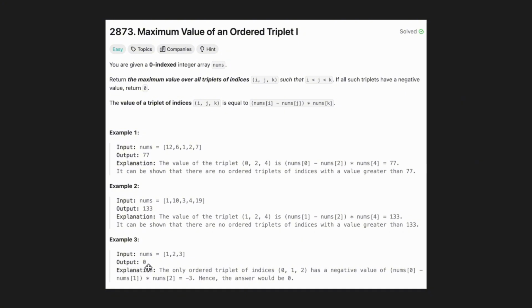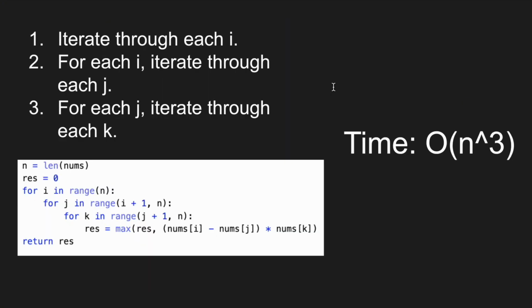Now that we have seen some examples, let's get to how we can solve this problem. There are many ways to solve it, but the brute force way is to check every single possibility. We iterate through each i, and for each i, we iterate through each j, the middle value of the triplet, and for each j, we iterate through each k, the right value. Each time, we calculate the result, keep track of the maximum one, and return the result in the end. Since it's a triple nested for loop, it takes O(n cubed) time.